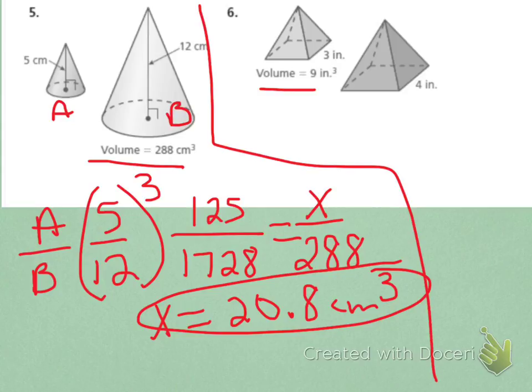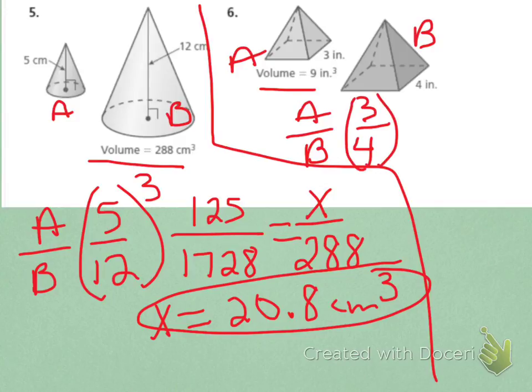Okay, here we have two pyramids. We're given the sides. And once again, they gave us the volume, but this time of the first one. So this time they gave us A. So I'm going to label A and B. So side A is 3, side B is 4. And we are talking about volume, so we're going to cube it.